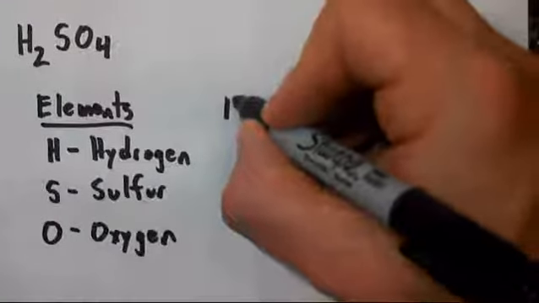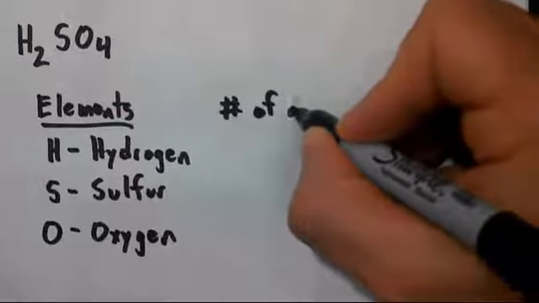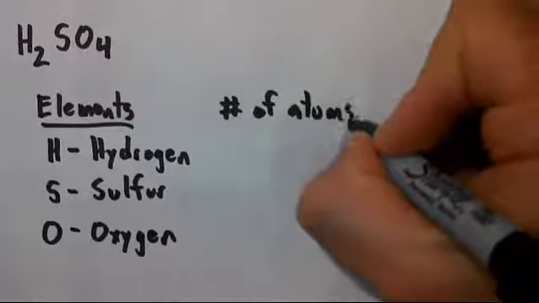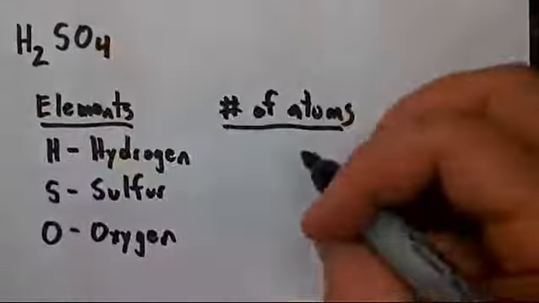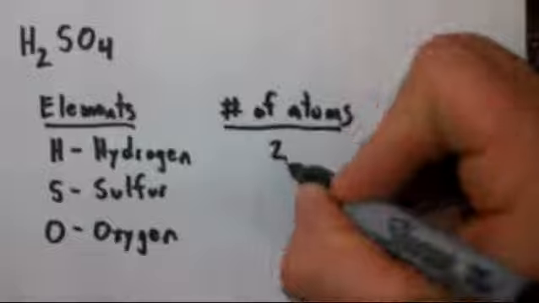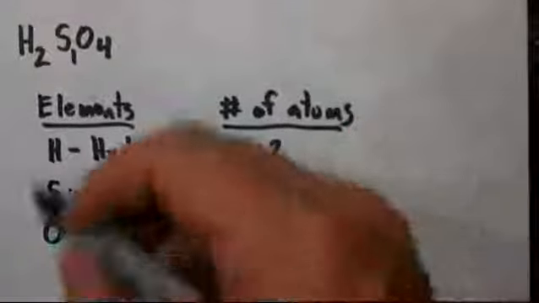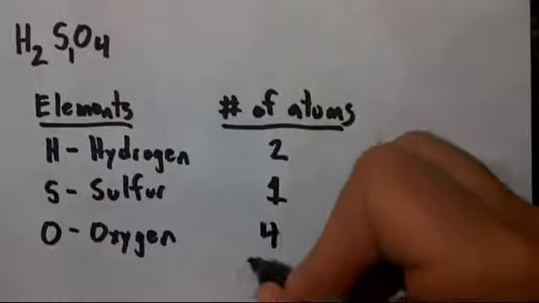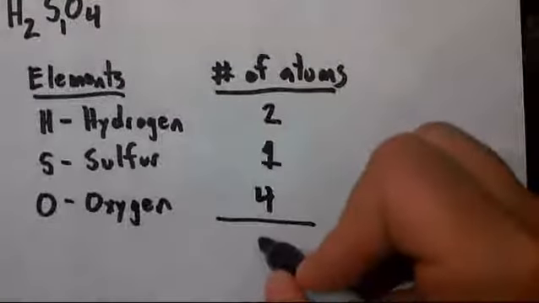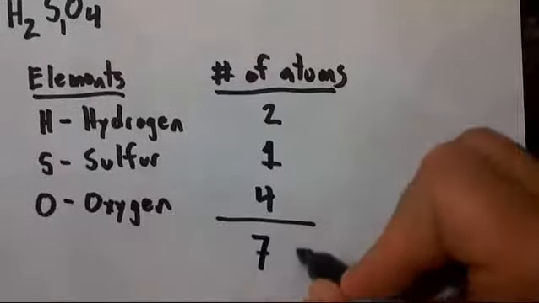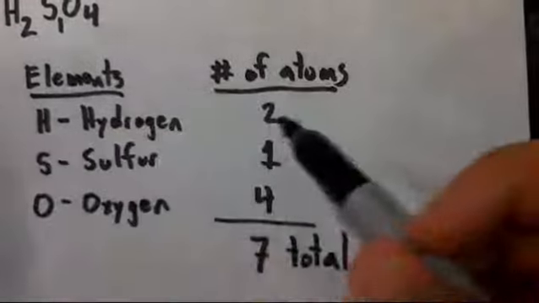Let's count up the number of atoms of each of them. Okay, let's start off by looking at the H. The H over here has a subscript 2 after. That means there are 2 hydrogen atoms in this compound. There is a 1 after the S, so that's 1 sulfur, and there are 4 oxygens. So we add these up and we get a total of 7 atoms in 1 compound.